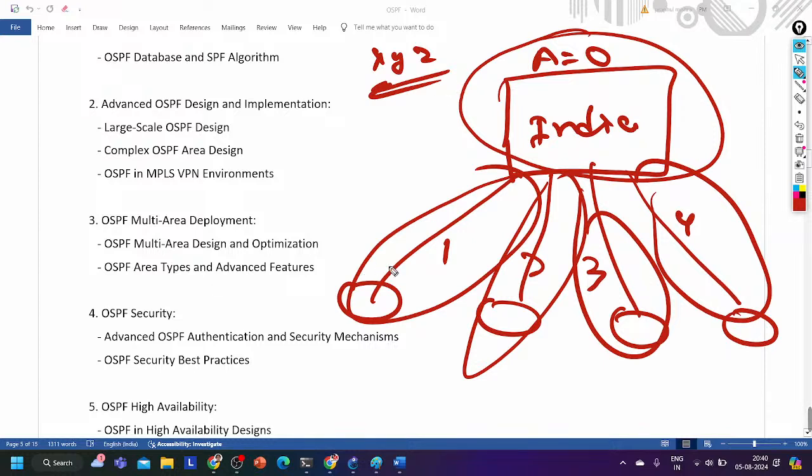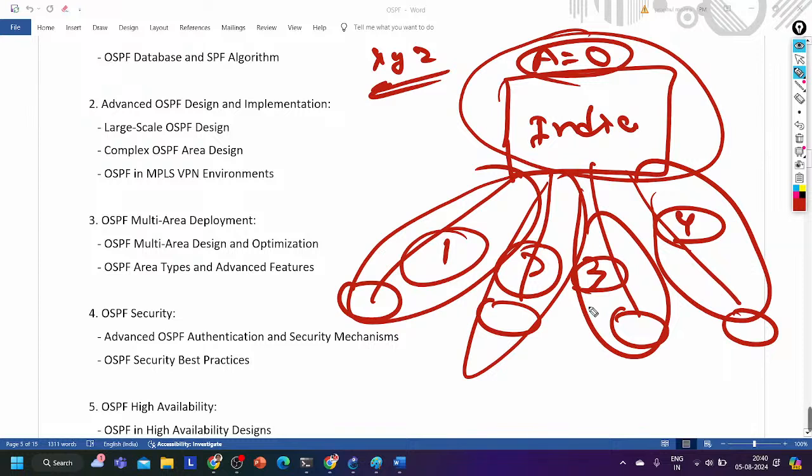So why am I using multiple areas here? Why have I advertised headquarter in area 0? Why branch 1 in area 1, branch 2 in area 2, area 3, area 4? What are the reasons, right? So we'll make you understand everything from zero.